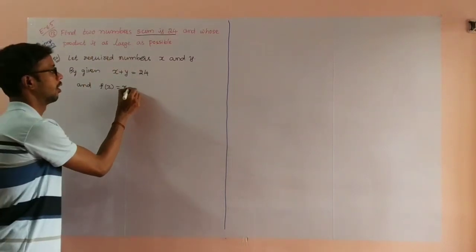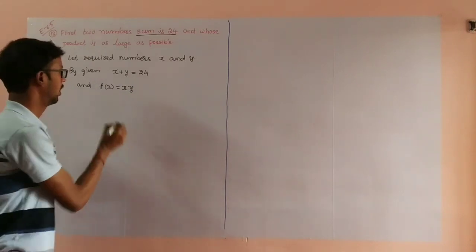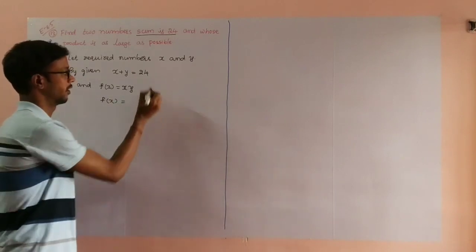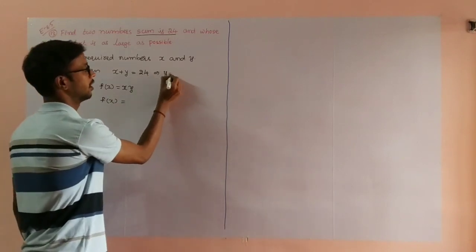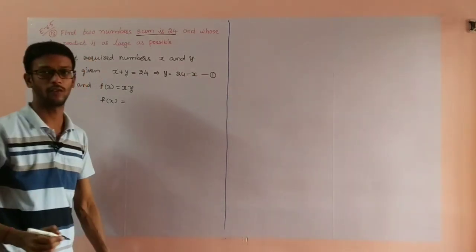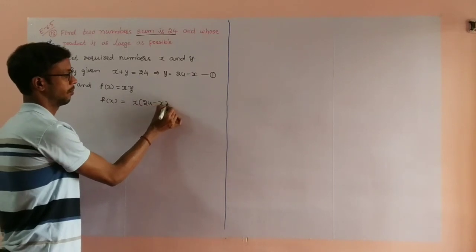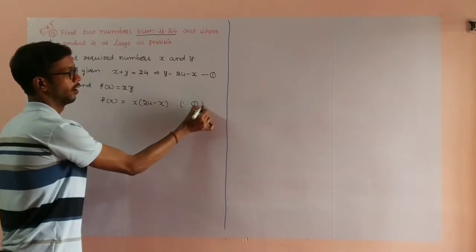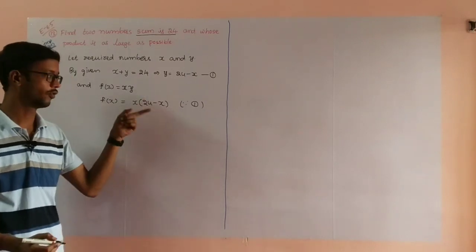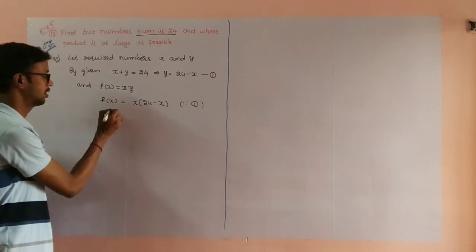The product of the two numbers is x into y, so the function is in terms of a single variable. For that purpose, y is equal to 24 minus x, which we take as equation 1. Substitute here x into 24 minus x, since from 1 we observe the equation converts into a single variable. This should be larger. Larger means how will we find it?